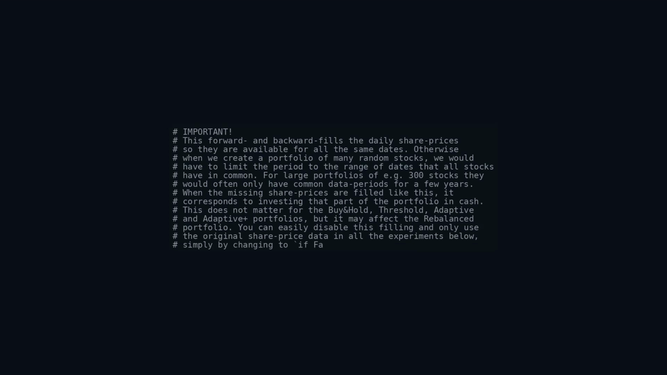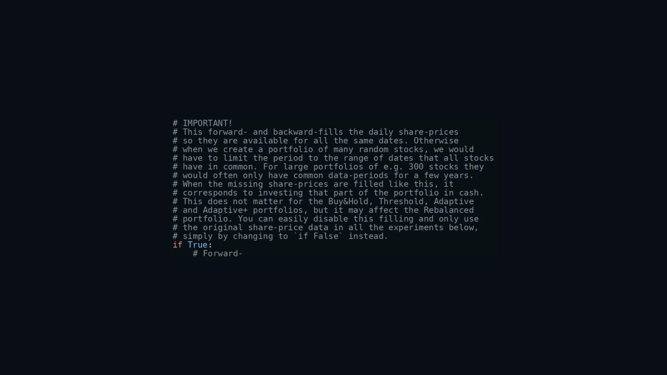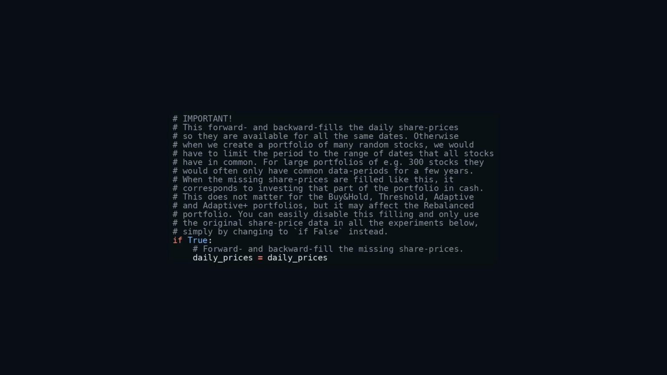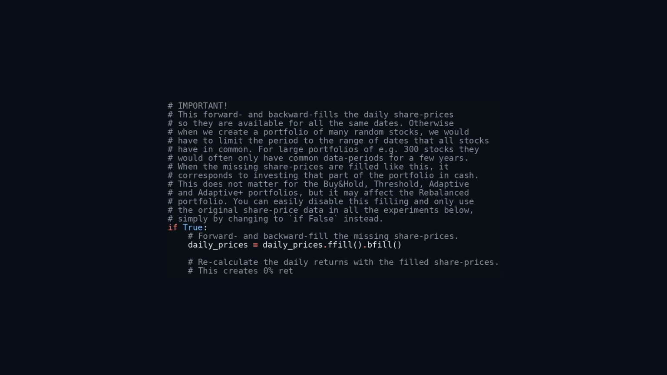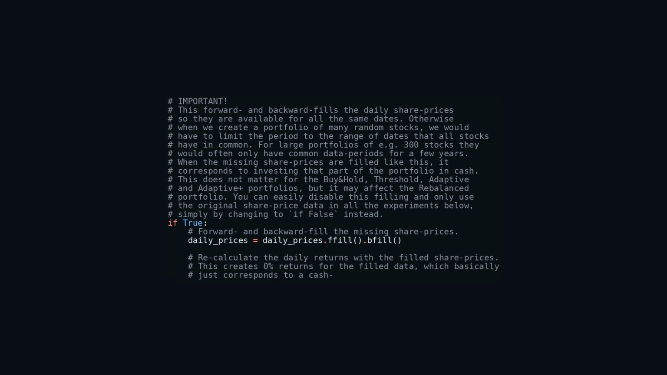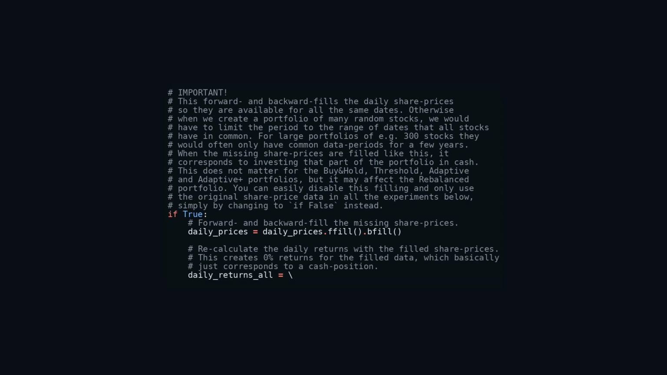However, it could affect strategies like a rebalanced portfolio if the intention is to use only the original share price data without any filling. This can be easily adjusted by changing the statement from if true to if false. Overall, the code ensures that daily share price data is consistent and complete across the portfolio, facilitating more robust analysis and modeling of different investment strategies.